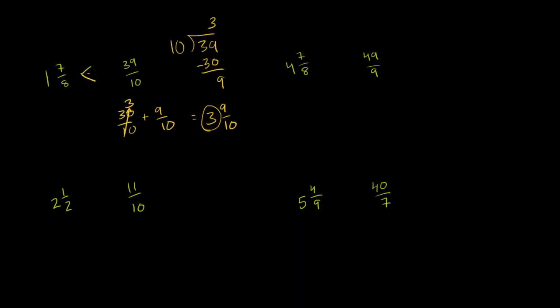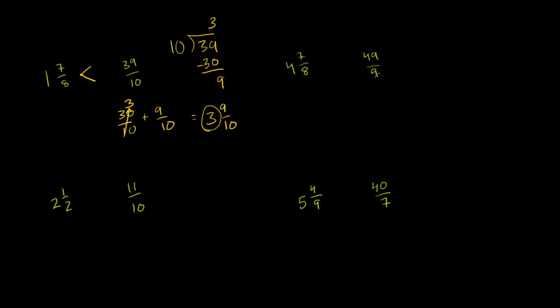And the way I always remember it is the opening always faces the larger number, and the opening is large, it faces the larger number, and the point is small, it always points to the smaller number. Now let's do this next one. 4 and 7/8 versus 49 over 9.